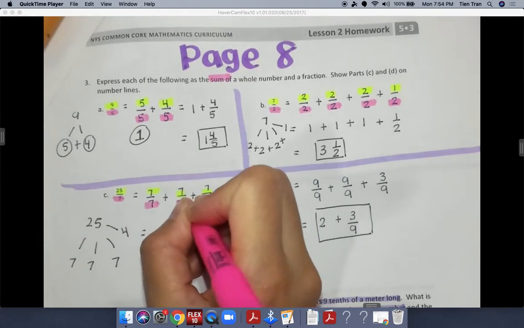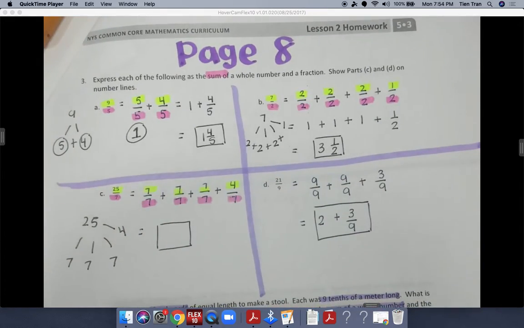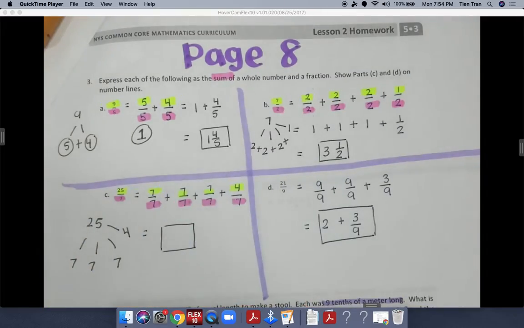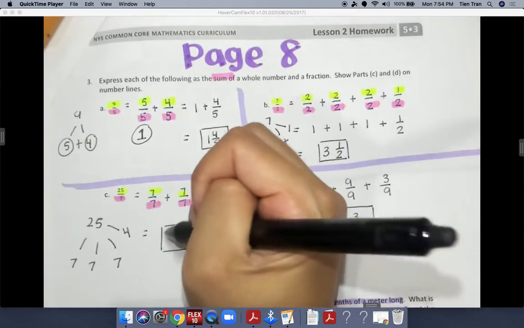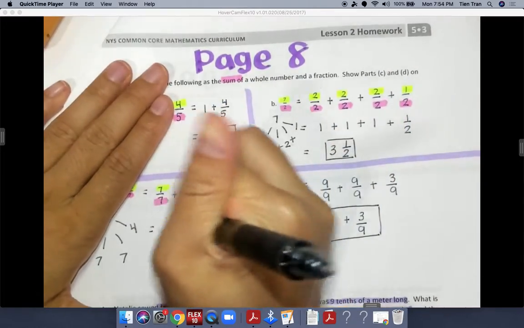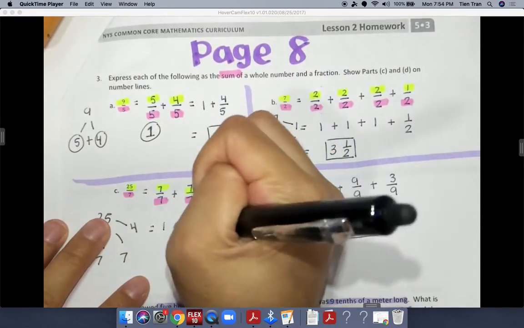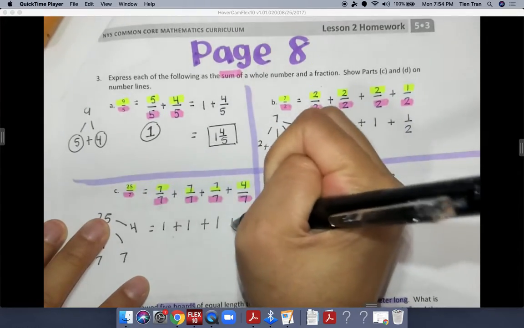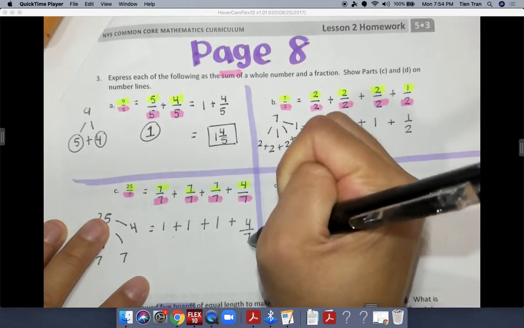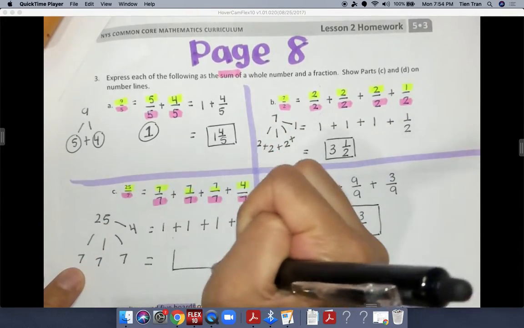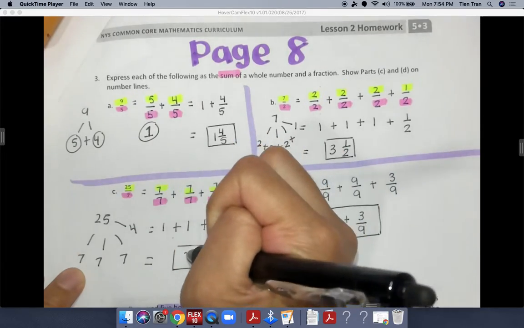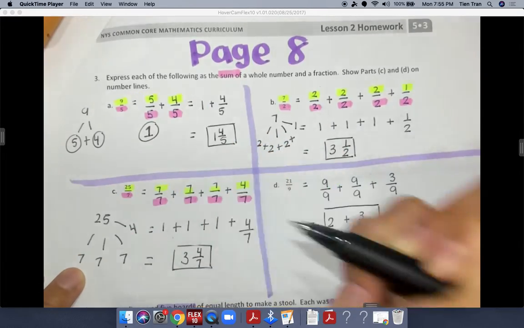So I have 7 sevenths, 7 sevenths, 7 sevenths, and 4 sevenths. Remember, denominator does not change. So right here we have 1. Let me do this as a two-step problem. We have 1 plus 1 plus 1 plus 4 sevenths. So there is 1, 2, 3, and 4 sevenths.